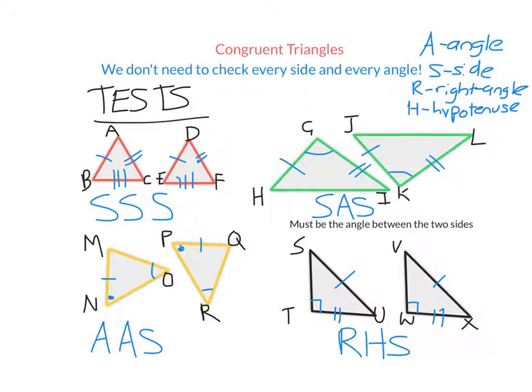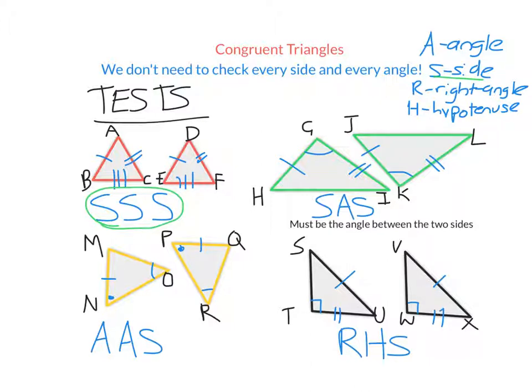So the first test, SSS. Remember S means side. It means if all three sides of the triangles are equal, there are three pairs of equal sides, we don't need to check the angles because we know that they will be equal as well. So SSS, three pairs of equal sides, is sufficient to determine congruence.